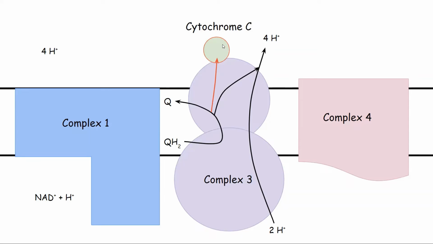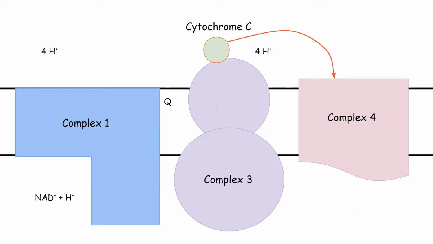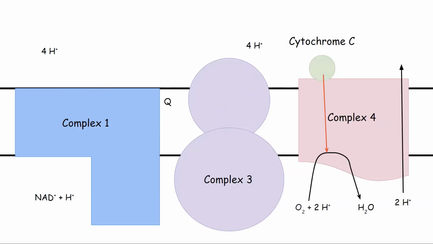So the extra electrons that we've just added to the cytochrome C are going to prompt it to move over to complex 4. At complex 4, it will release its electrons, and this will aid in the reaction that turns oxygen plus 2 hydrogens into water. At the same time as this is going on, 2 hydrogens are released across the membrane. So that was the NADH electron transport chain.